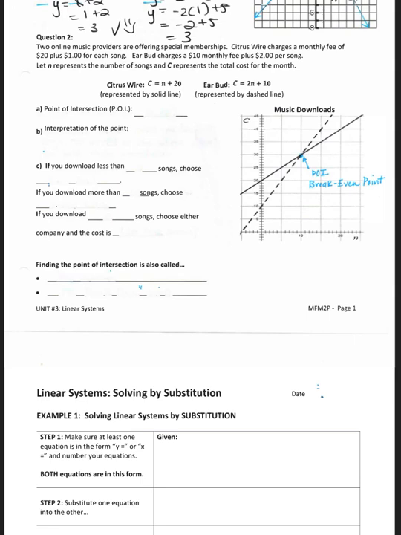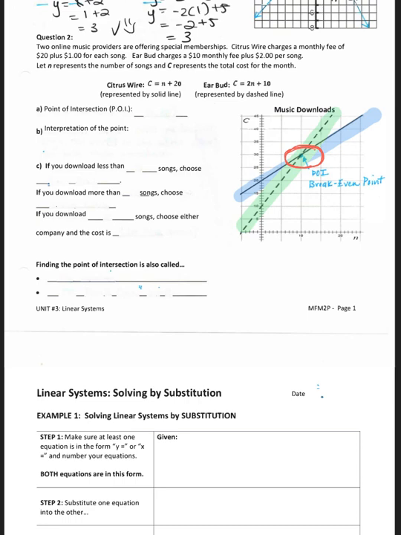And so we're going to let N represent the number of songs and C represent the total cost per month, okay? So if I were to graph these, and I already did it for you, let's talk about this for a second. The first one, I have one line that's going like this. Obviously not using a ruler because I'm a rebel. And one line that's going like this. Okay? And where these cross, okay, that's my point of intersection.